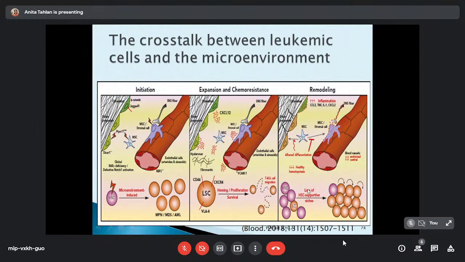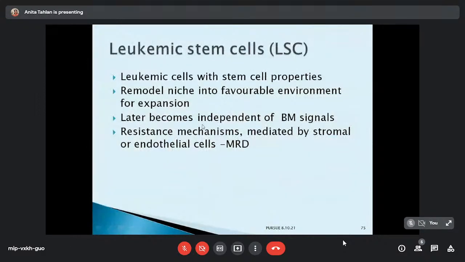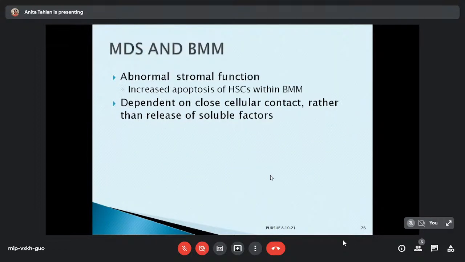After this, it remodels the hematopoietic niche by blocking and causing differential alterations, decreases the healthy hematopoiesis, and is ready to leave the cell. So a leukemic cell initiates, expands, and remodels the whole bone marrow microenvironment system to its favor and later becomes independent of these bone marrow signals. This also leads to the resistance mechanism, which is probably mediated by these cells.